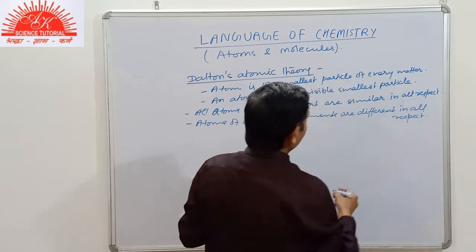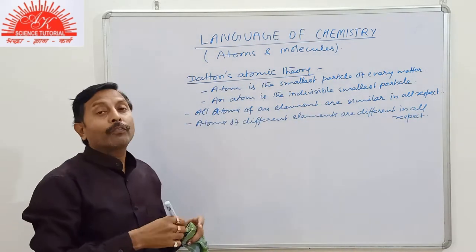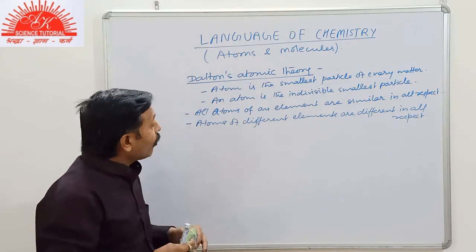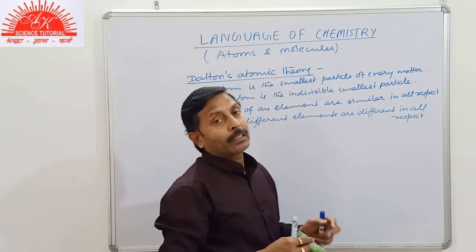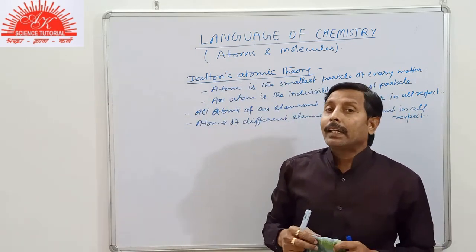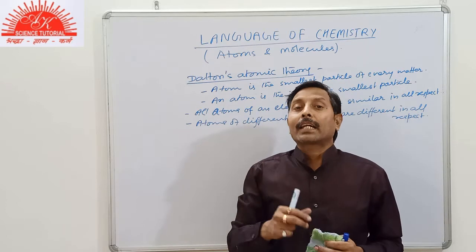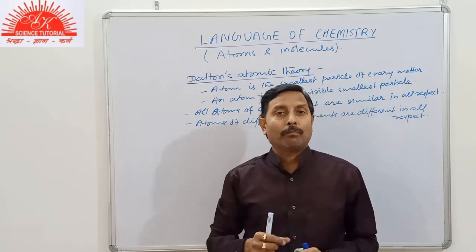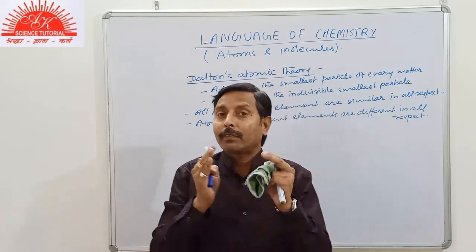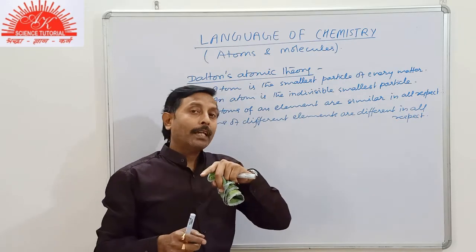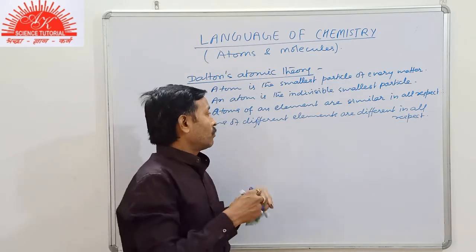But again, the discovery of isobar indicates that atoms of different elements can have the same mass number. Although they have different atomic numbers, they will have the same mass number. So this was the next point.